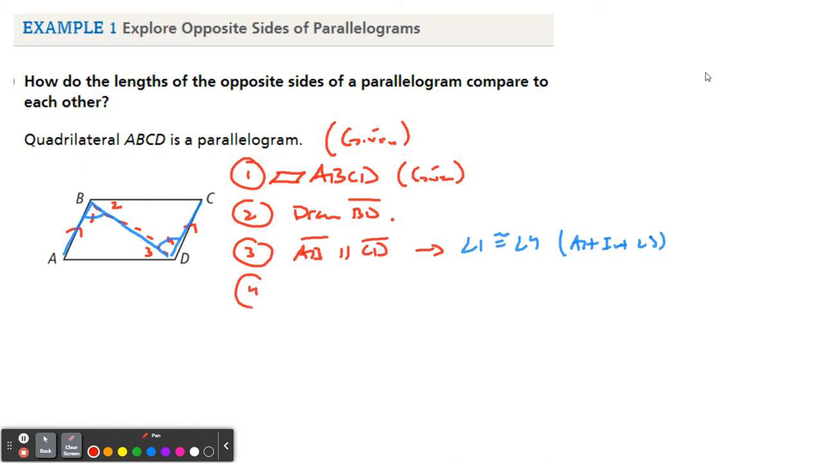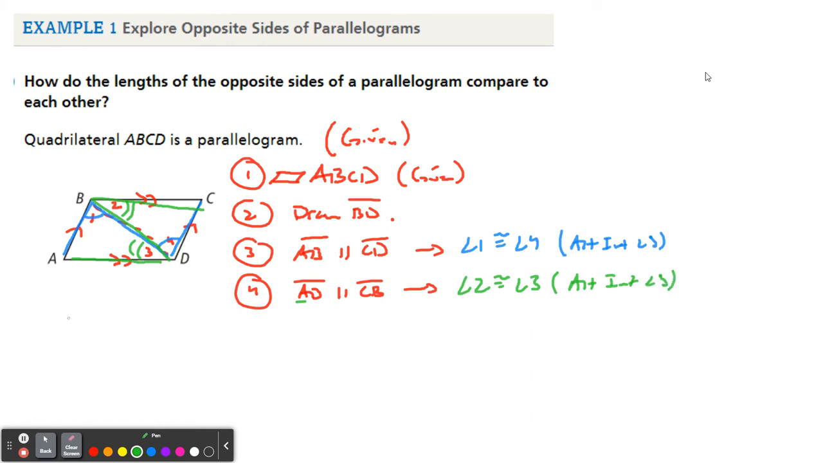Now we can do the same thing with the other pair of parallel lines, right? AD and CB. We know that AD is parallel to CB because it's a parallelogram. So again, if I trace those in green and trace the transversal, now hopefully you can see that 2 and 3 are also alternate interior angles. They're congruent. Angle 2 is congruent to angle 3 by alternate interior angles theorem. So that, my friends, is two angles, an angle pair and an angle pair.